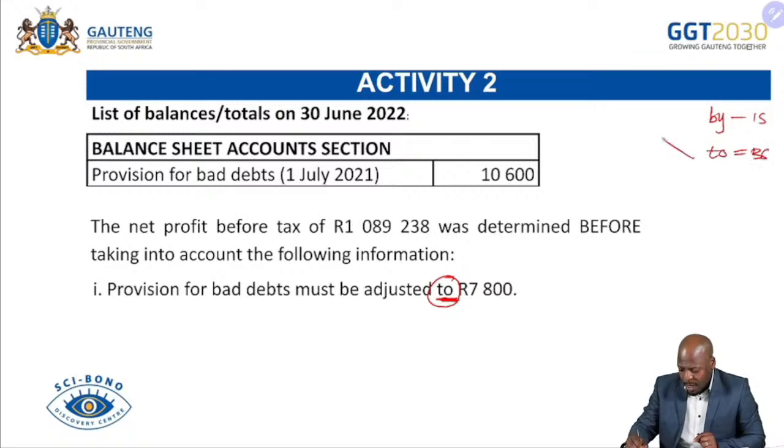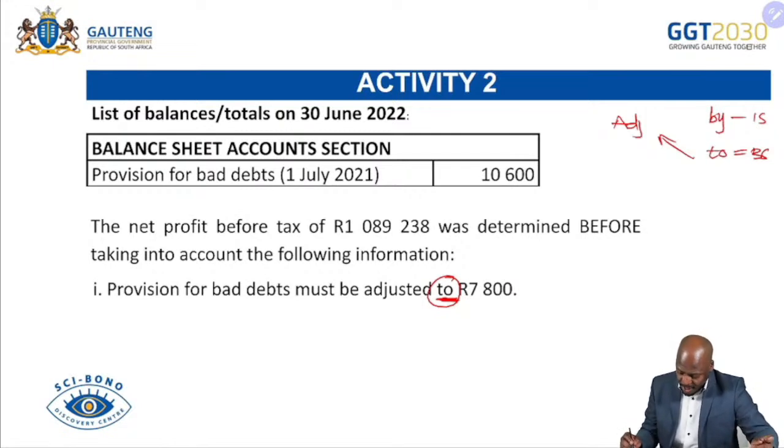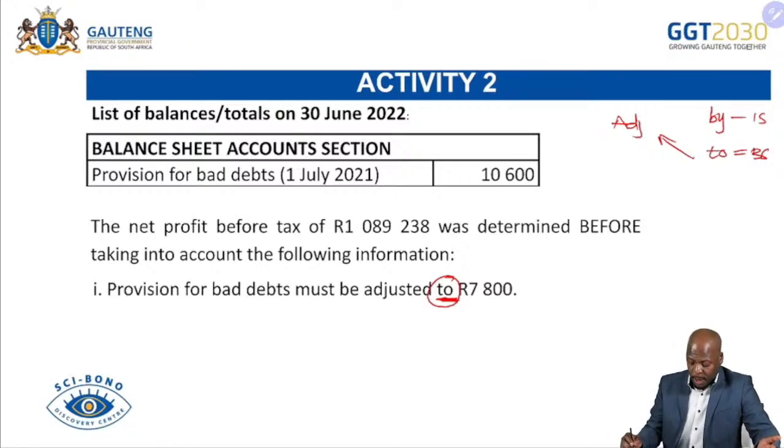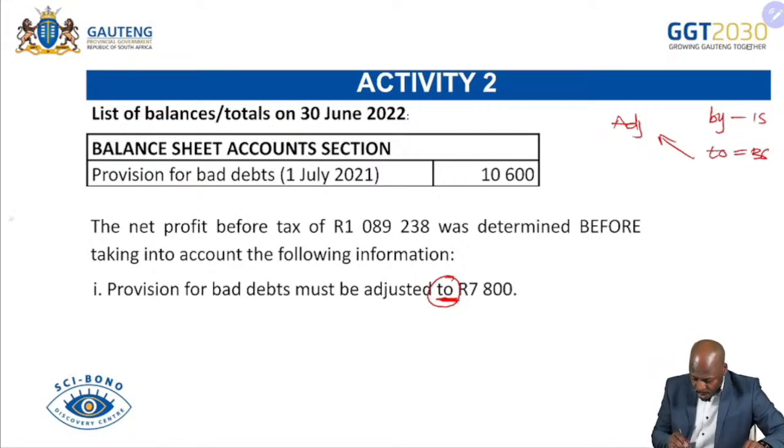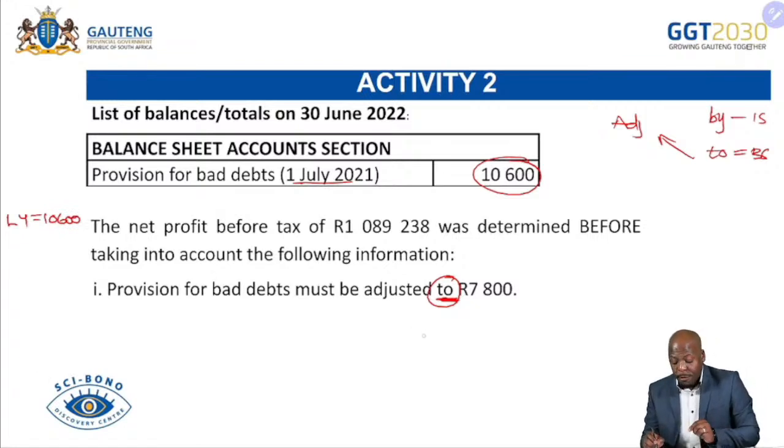That means we need to do the adjustment. We need to calculate whether it is increasing or decreasing. That means we need last year and we need this year's amount. So they're saying provision for bad debts must be adjusted to. That means if I'm to say it in an easy way, you need to know, I'll say last year, the previous year, which is 1 July 2021, it was 10.6. It was 10.6. Then this year, provision for bad debts must be adjusted to.